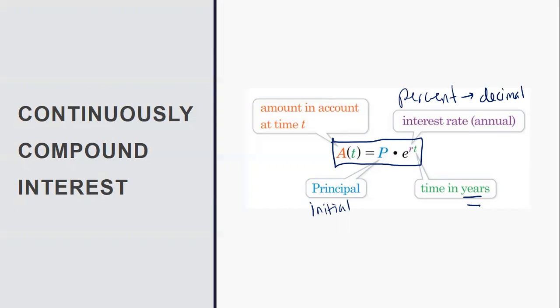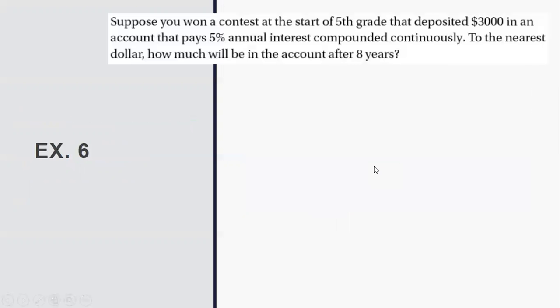So continuously compound interest, and now we're going to work a problem. It says, suppose you won a contest at the start of 5th grade that deposited $3,000 in an account that pays 5% annual interest compounded continuously. To the nearest dollar, how much will be in your account after 8 years? So first thing, again, we're using the formula A of T equals P times E to the RT.